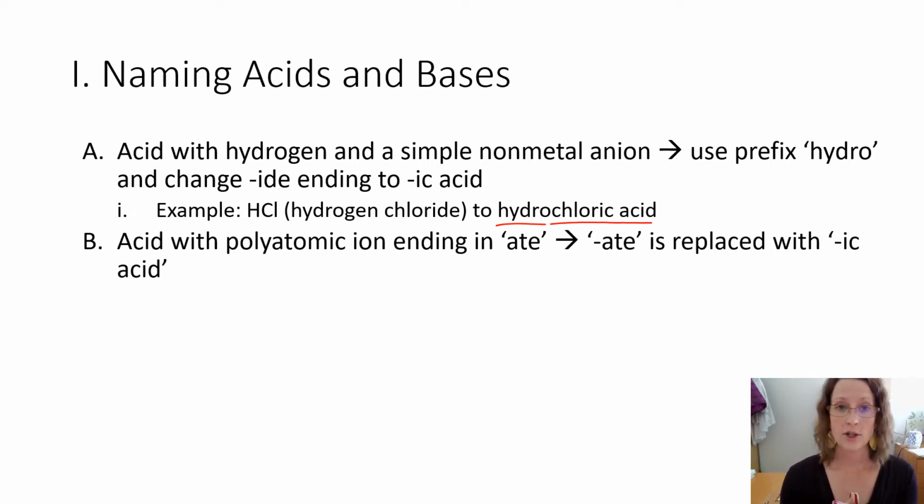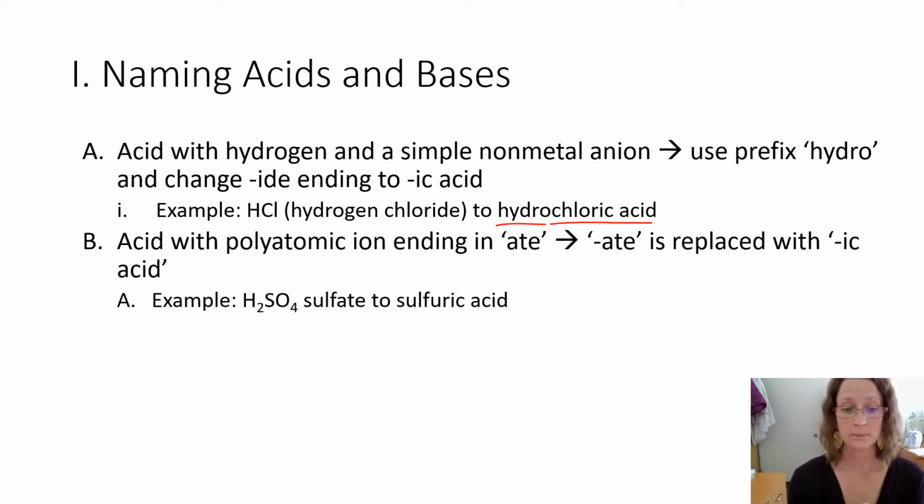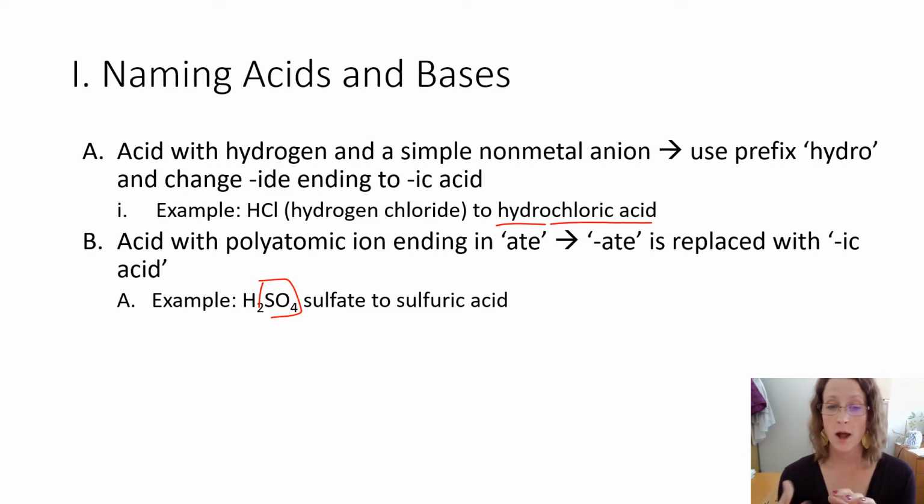What about a hydrogen with a polyatomic ion? So if that polyatomic ion ends in ate, we're going to replace that suffix ate with ic acid, just like we did above. Our example is H2SO4. It is the polyatomic ion we are looking for. So above with simple ions, we added that hydro. We don't add that hydro in with polyatomic ions. We're just focusing on the polyatomic ion.